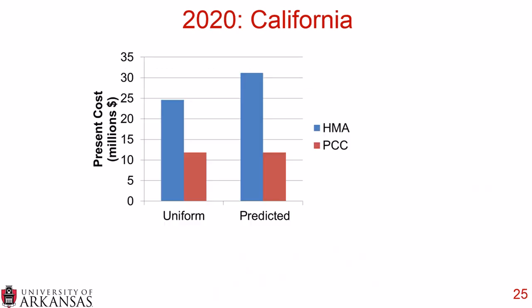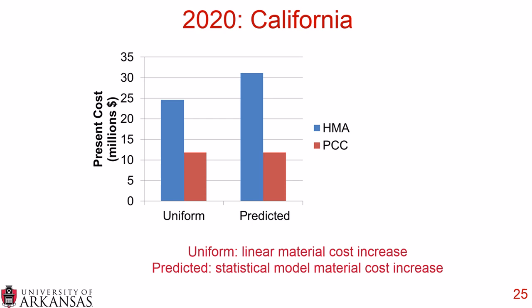Now, jumping 9 years into the future, another California study, and look at this, HMA costs more than PCC. And here they did 2 different analyses, and this is actually a very nice paper. They looked at a linear material cost increase versus a statistical model that they developed based on previous material costs to try and model future material costs. So you can see here the predicted, regardless, is the same trend as the uniform. The HMA is more than the PCC. Another way to say that, the PCC is less than the HMA.